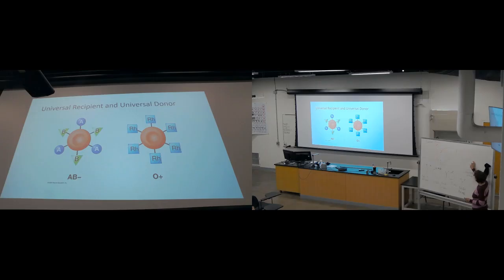But since it doesn't have these major antigens, so it doesn't have A, B, or Rh as you see there, it can donate potentially to any kind. It can donate to O, positive or negative. It can donate to A, positive or negative. It can donate to B, positive or negative. And it can donate to AB, positive and negative. So that's why this one will be the universal donor, while AB positive will be the universal recipient.